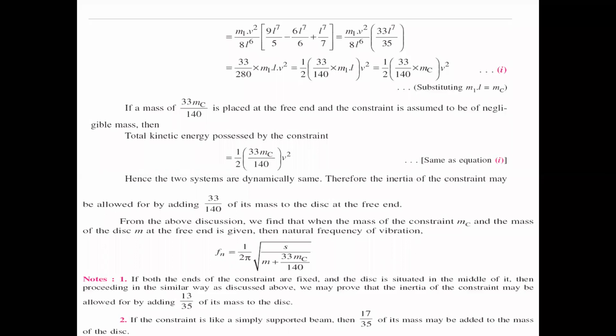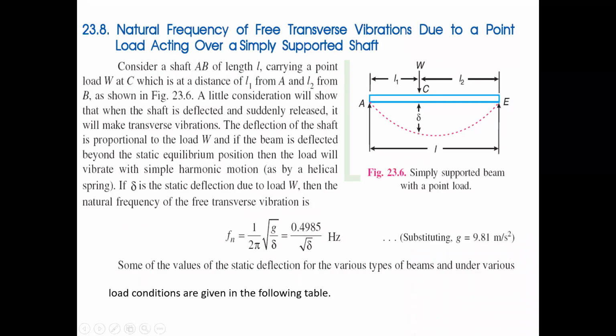Natural frequency of the vibration. That is 1 by 2 pi into square root of s by m plus 33 by 140 mc. So that means 33 by 140 into mc is incorporated here. Okay, that is for transverse vibration.